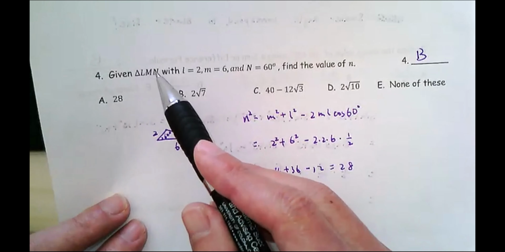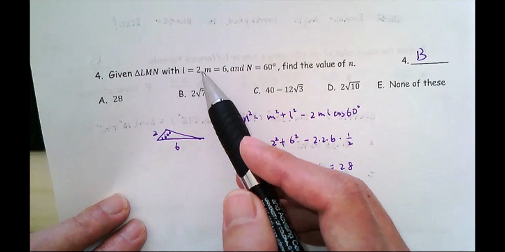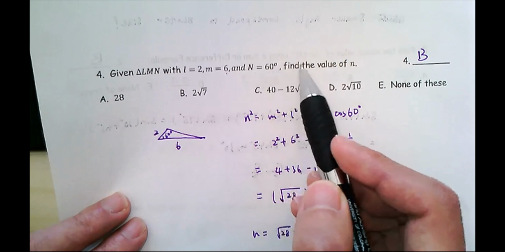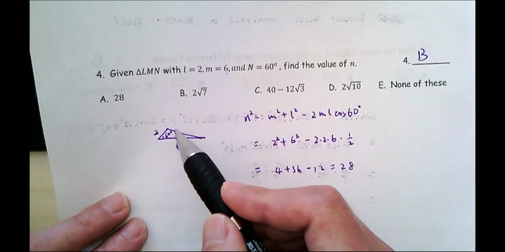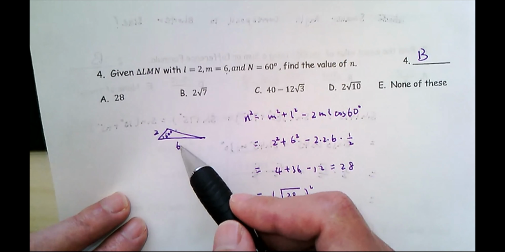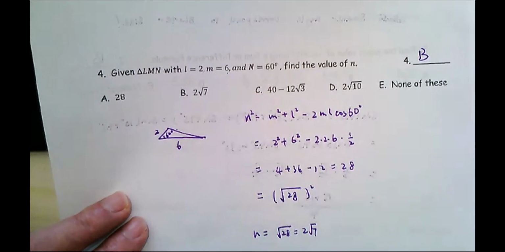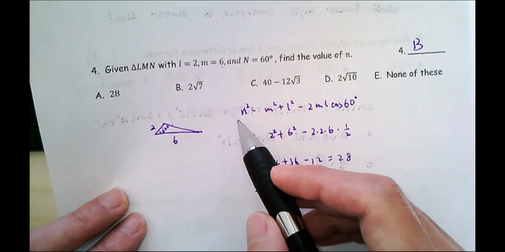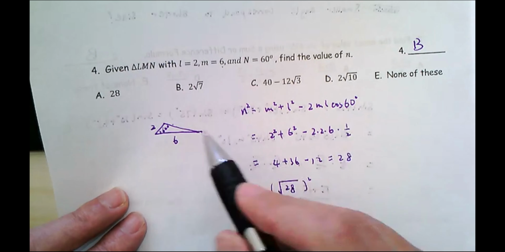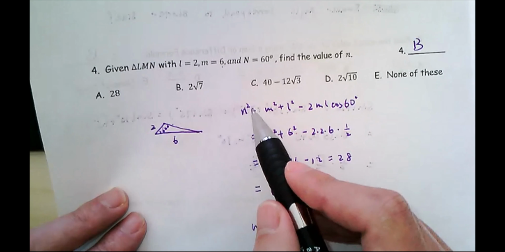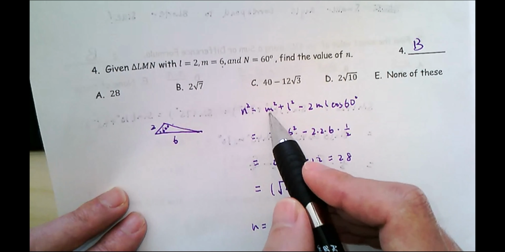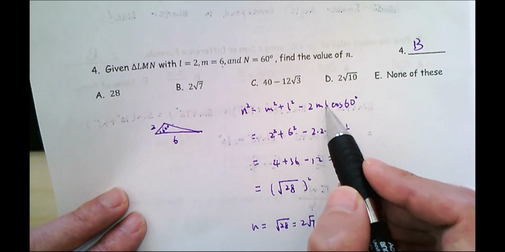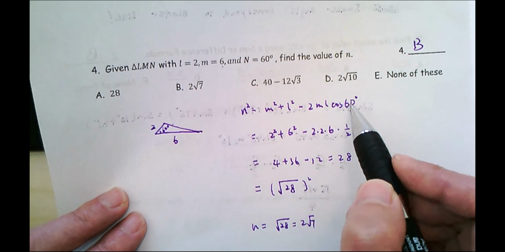Given this triangle, L is 2, M is 6, and the angle is 60 degrees. Find the value of n, which is this side. This side is 2, this side is 6. So we have this formula which we can use. What is the length of the third side? It's n squared equals m squared plus l squared minus 2 times the two sides times cosine of the angle.